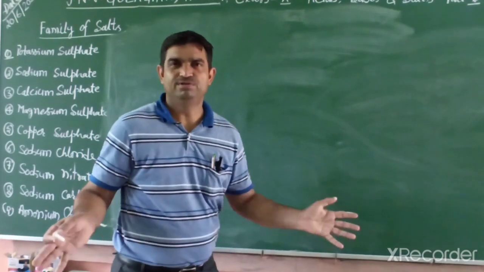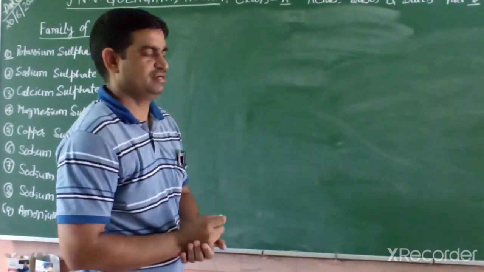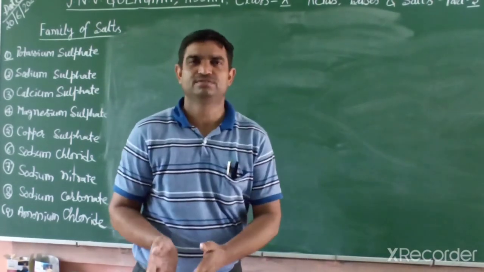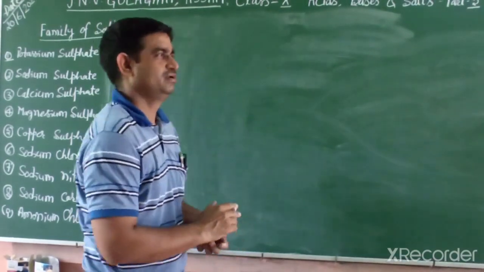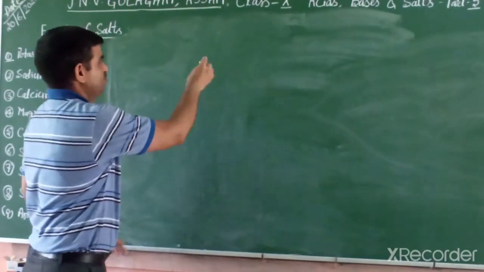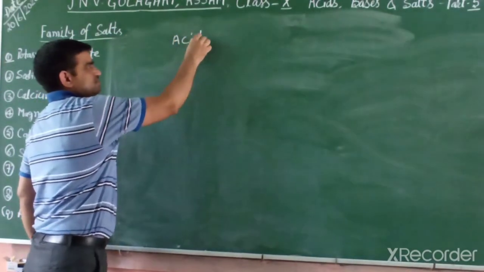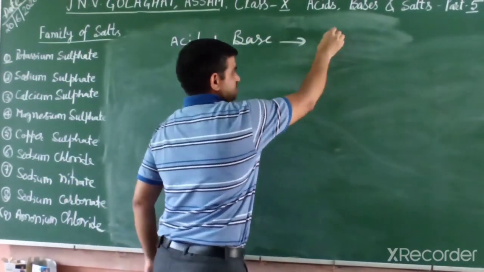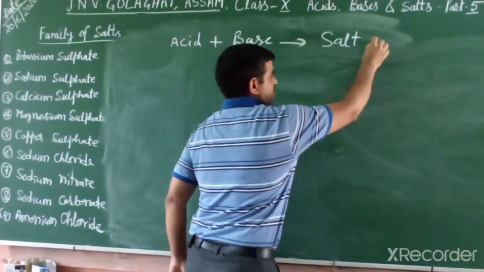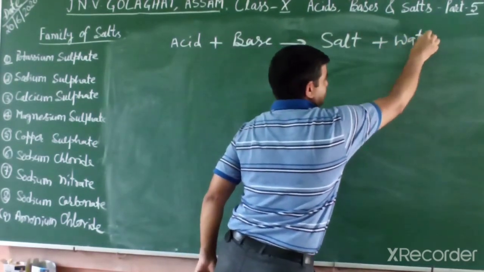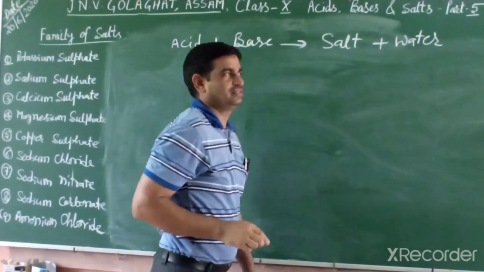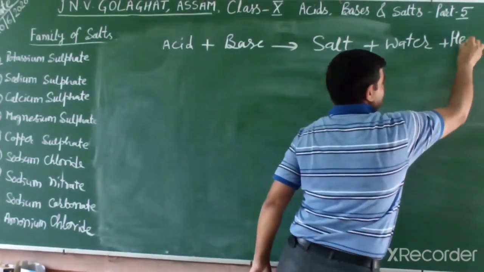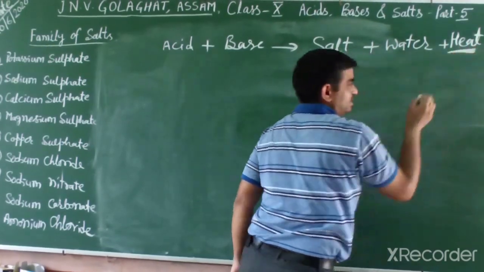What we find in all these acids and different salts is that some salts are acidic, some are basic, some are neutral. So what are the reasons? Salt is formed when an acid reacts with a base: salt plus water. We already studied this reaction, and this is a neutralization reaction. This is an exothermic reaction. Heat is released.